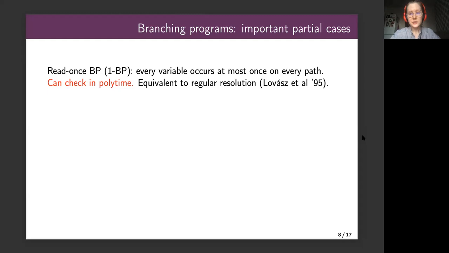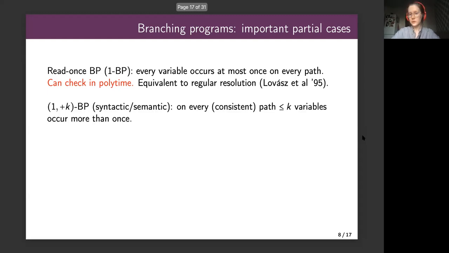And I suggest we consider a bit stronger model, which is called 1-plus-k BP, in two setups, syntactic and semantic. In the syntactic case, we require that on every path in our program, we have no more than k variables that occur more than once. And in the semantic case, we ask this only for the consistent paths, meaning paths that correspond to at least one assignment.